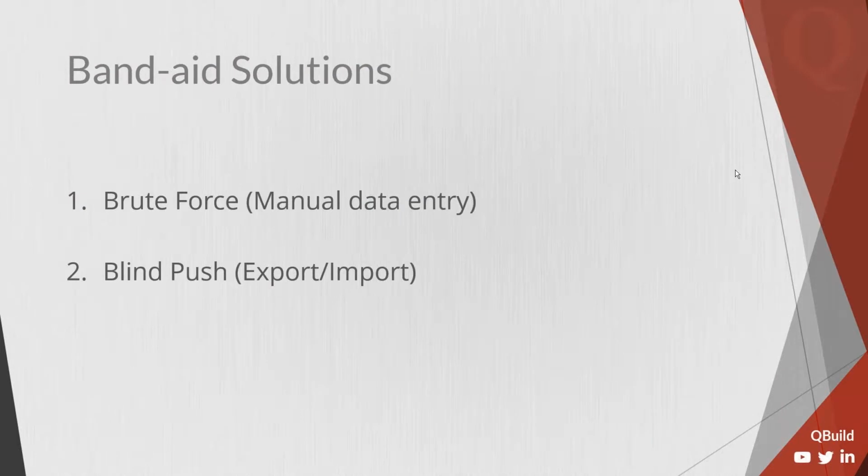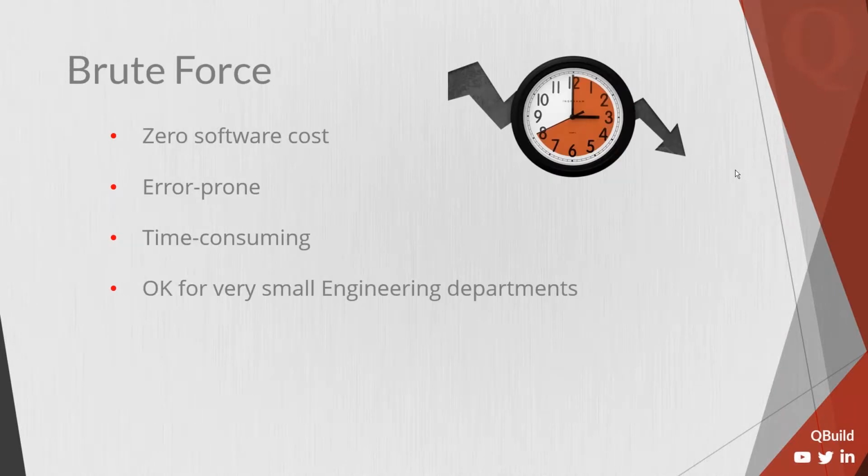So what we find for people who do not have CADLink yet is that they usually enter bill of materials into CloudSuite Industrial in one of two ways. One of which is the brute force or the manual data entry method, and the other one is called the blind push, so when you do an export-import sort of data entry. The problem with the brute force method, as you can probably assume, is that it's highly error-prone and very time-consuming.